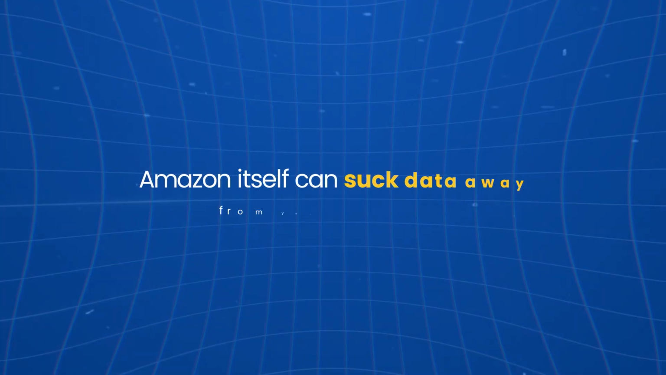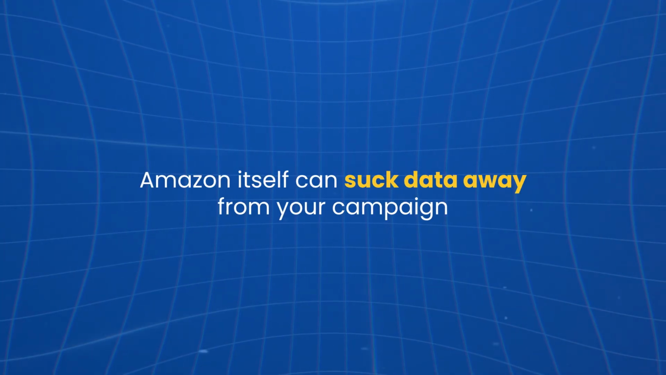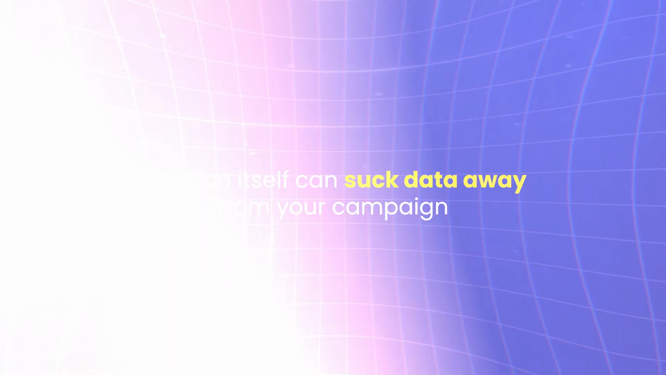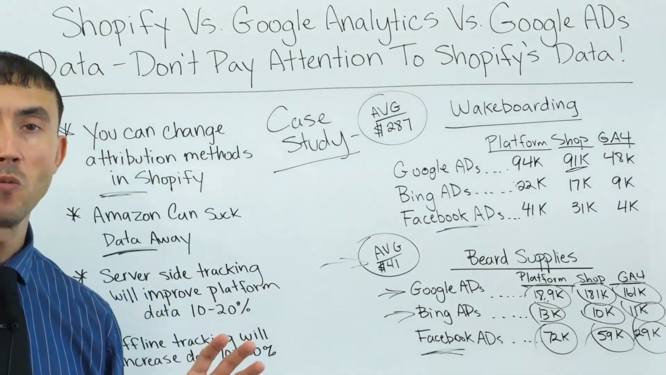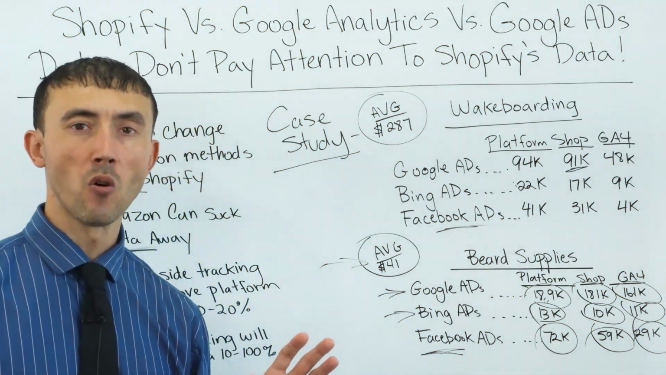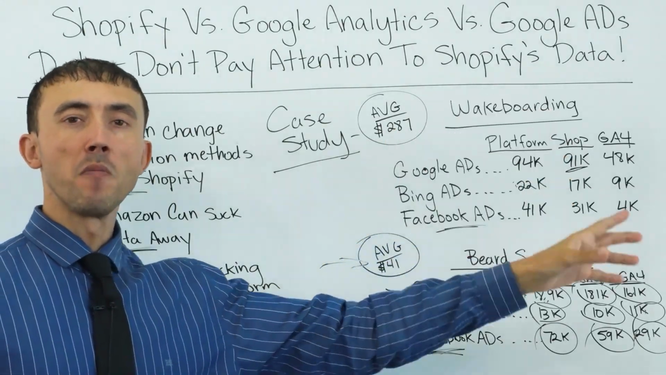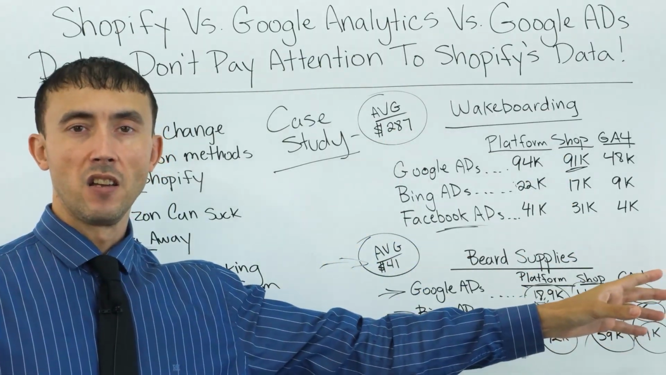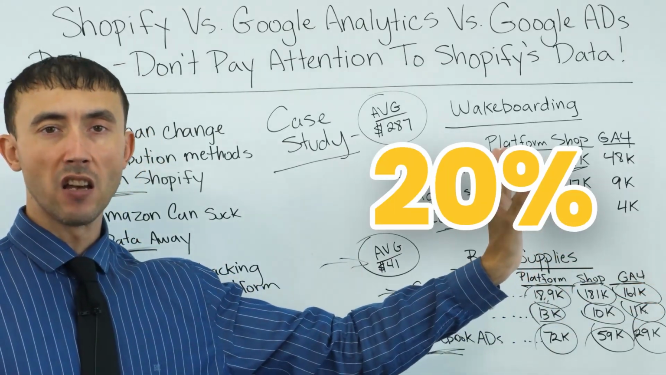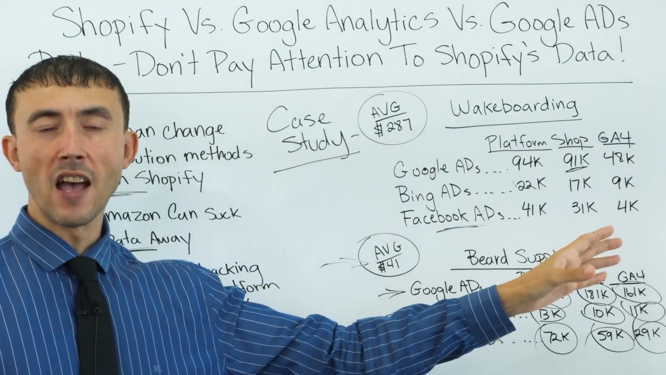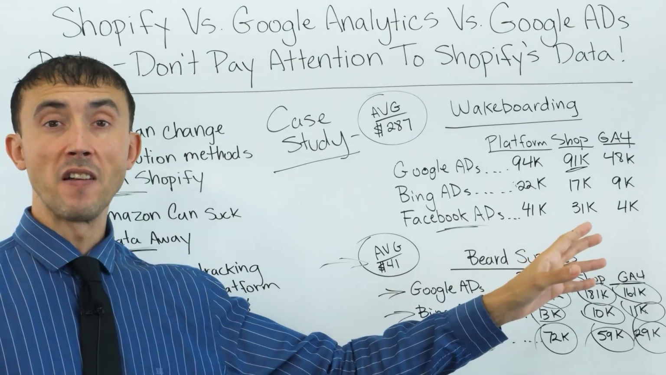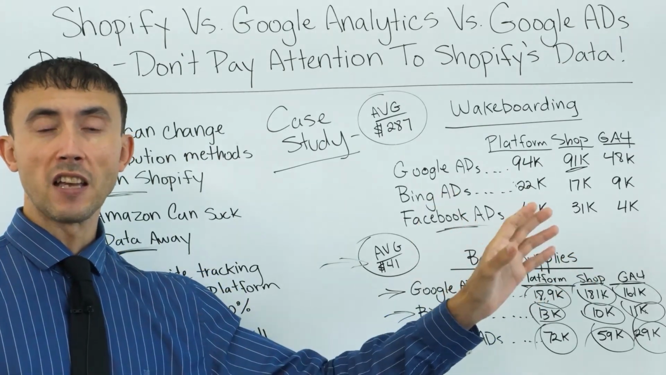And then Amazon itself can suck data away from your campaign. So one thing for e-commerce companies, if you of course have an Amazon store, you'll advertise to people on Google, and then they'll go and buy on Amazon at the last second. And this can be anywhere from 10 to 40% of your sales, ultimately at the end of the day, from what we found out. So Amazon looks like a hero.